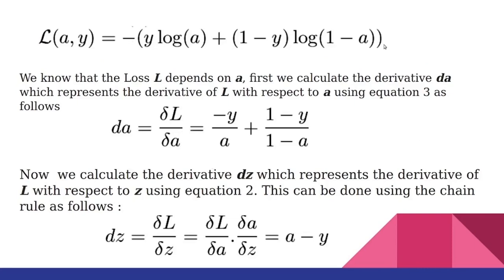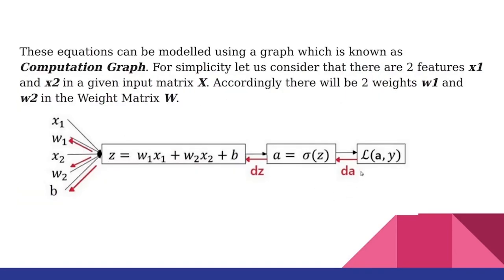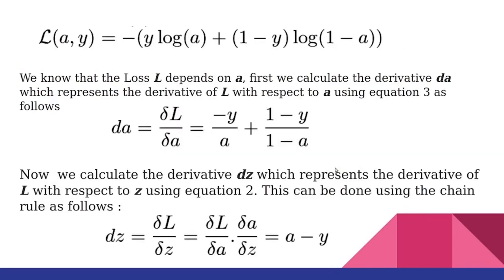As you can see right up top, we have the loss function given here, so it will just make this process easier. We know that the loss L depends on A. First, we can calculate dA, which represents the derivative of L with respect to A, using equation 3 as follows. So we want to find dA, the change in A we need to make to produce a change in the loss function, which is equal to the partial derivative of L with respect to A.